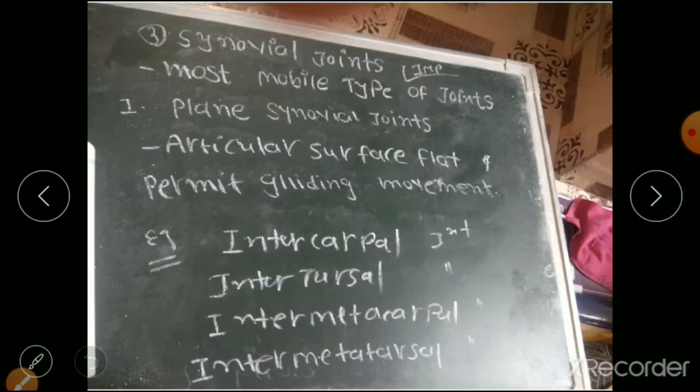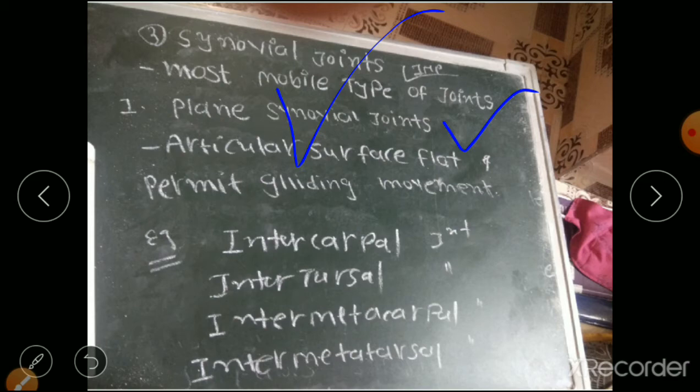Okay, so now the third type from the structural classification, that is synovial joints, and this question is important for 3 or 5 marks. It is very important. Okay, synovial joints. You can write it is a subtype of the structural classification. So what are synovial joints? The most mobile type of joints. They allow all movements, like flexion, extension, abduction, adduction, all that. So it is the most mobile type of joint.